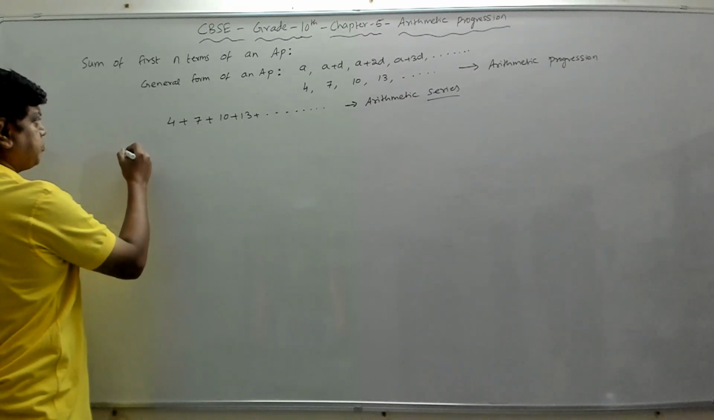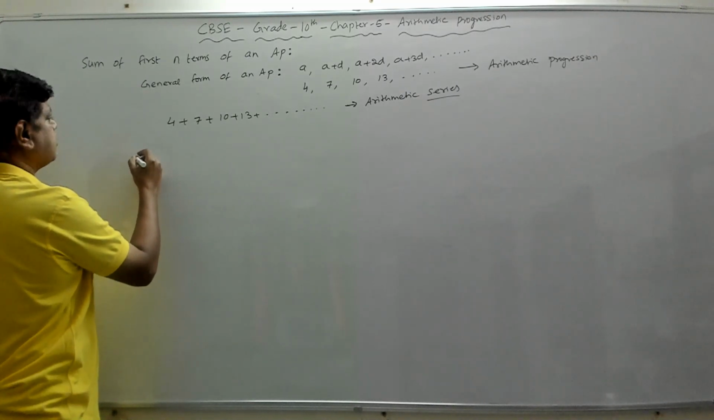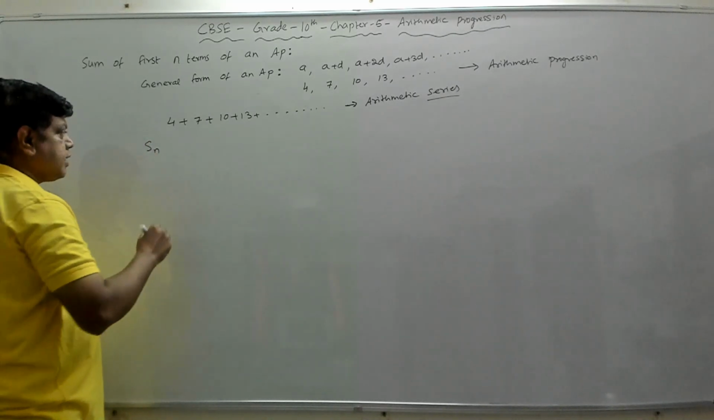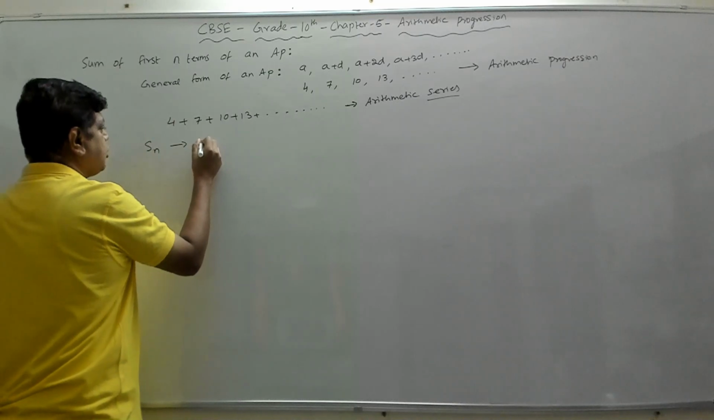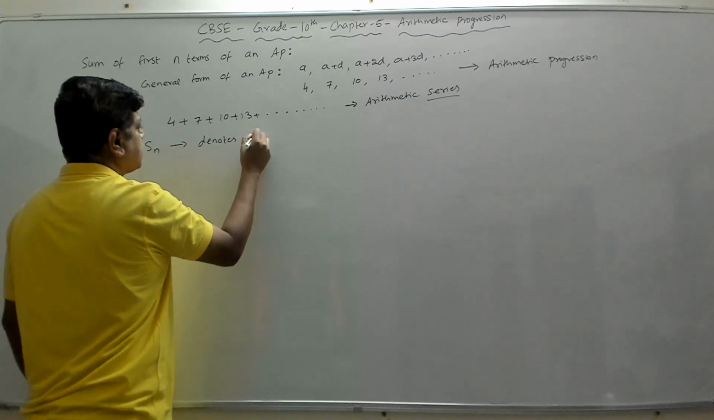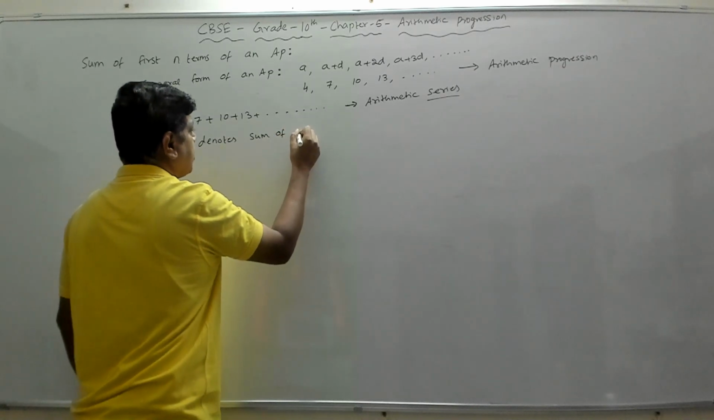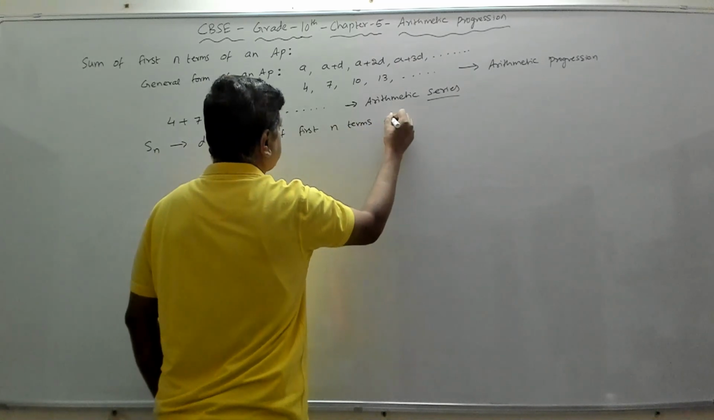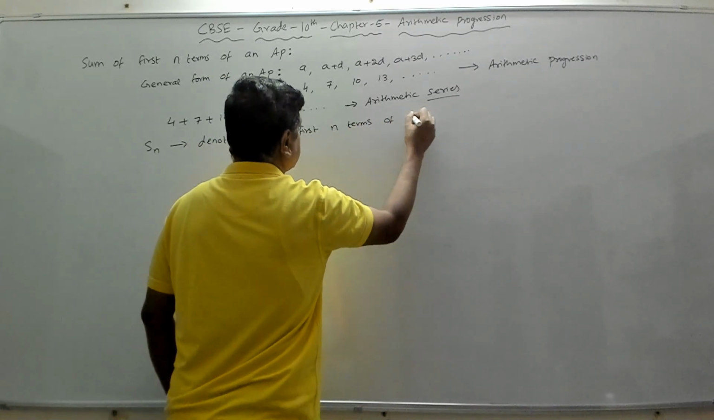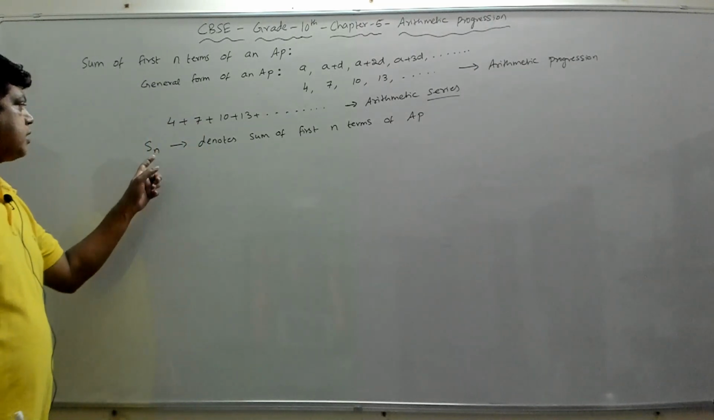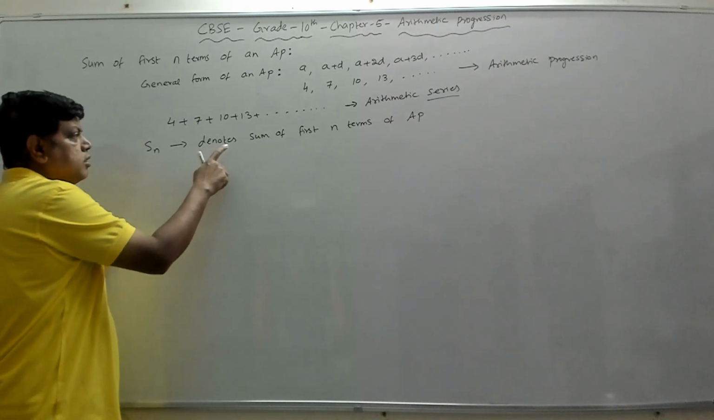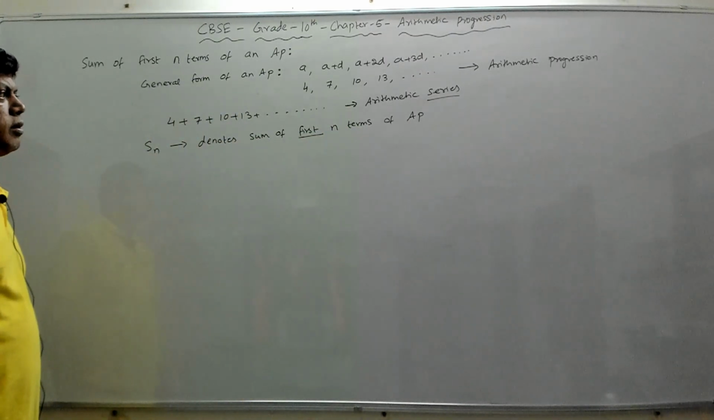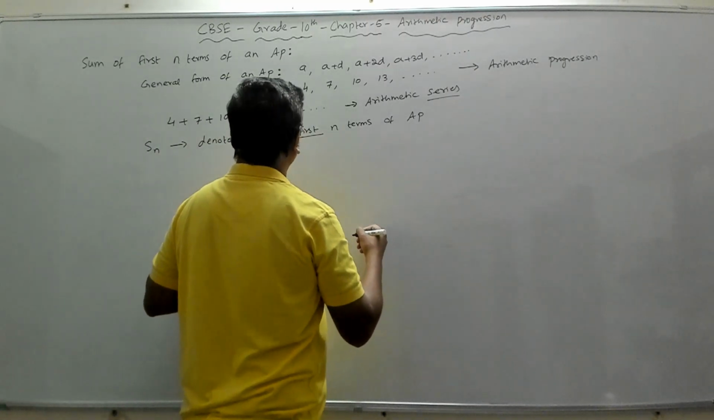So for example, here is Sn. This Sn denotes the sum of first n terms of an AP, of an arithmetic progression. S suffix n denotes the sum of first n terms. This word first is very important: first n terms of an AP.